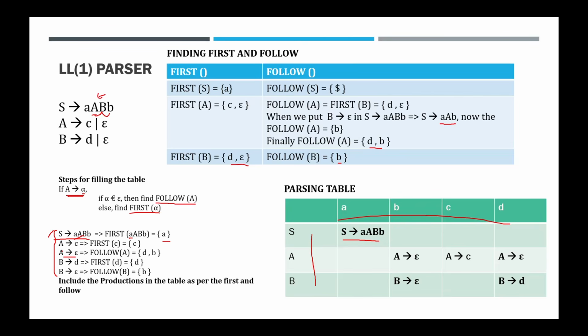A tends to C, A tends to epsilon. A tends to C, no problem. First of C, what is first of C? It is C. Just include A tends to C in C.